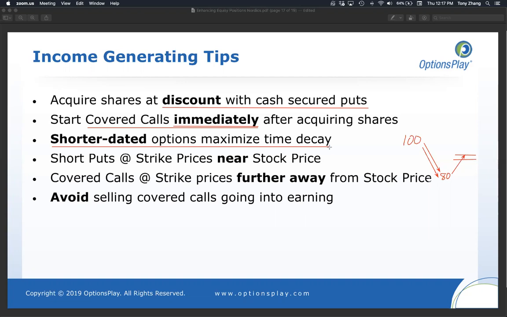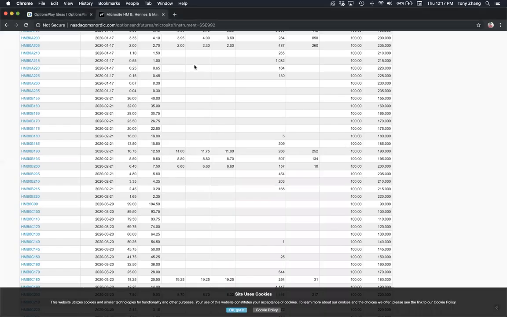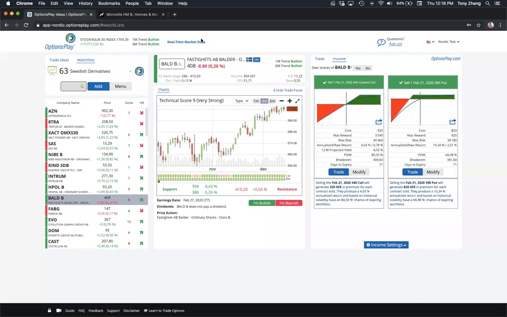And whenever we're selling cash secured puts, you want to sell cash secured puts near the current stock price. And when you're selling covered calls, you want to sell covered calls further away from the stock price. And lastly, you want to avoid selling these strategies going into earnings. So if you know when the earnings date is, you generally want to avoid doing that. So with that, what I want to do is jump over to Options Play.